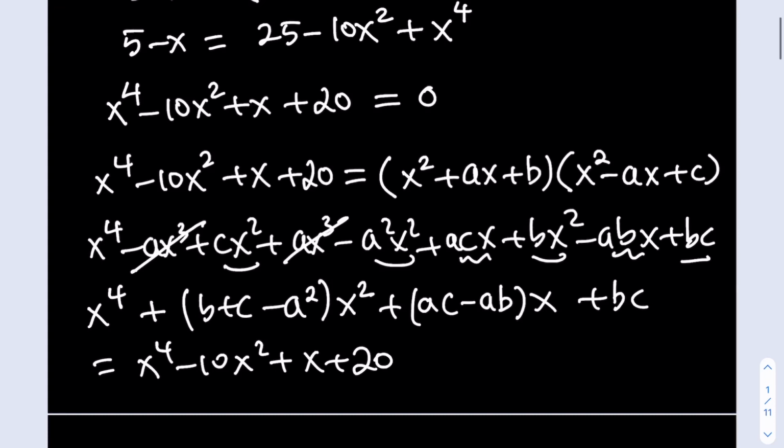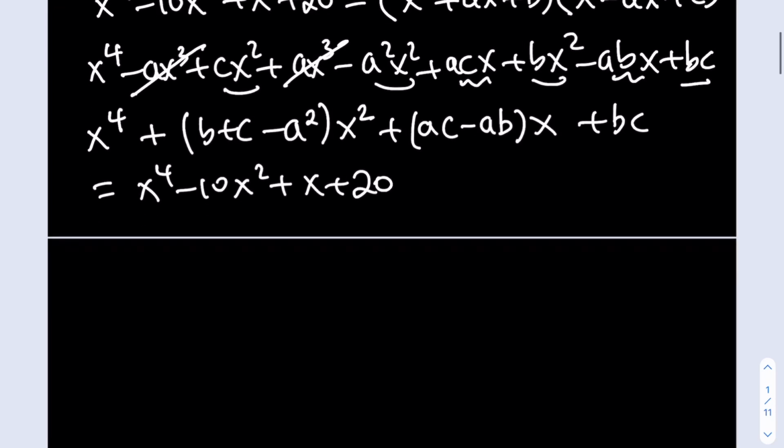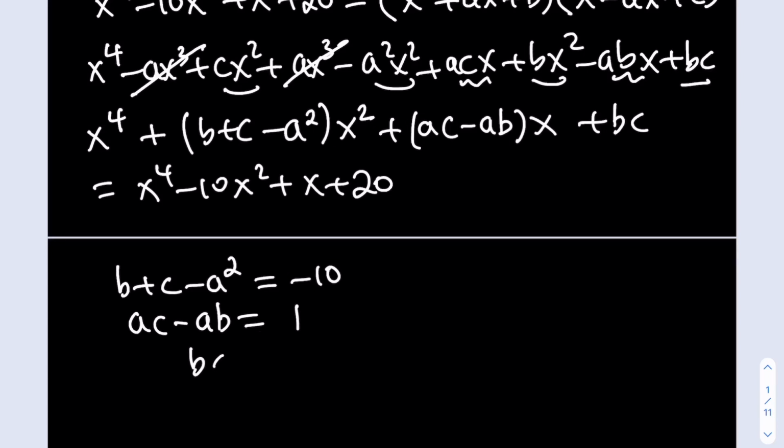So from here, we get a bunch of equations, in other words, a system of equations, and now we're going to solve it. Well, I should say, is it always solvable? We're going to be getting three variables and three equations, so we should be good to go. Okay, so what do we get? We get b plus c minus a squared is equal to negative 10. ac minus ab is equal to 1. And bc is equal to 20.